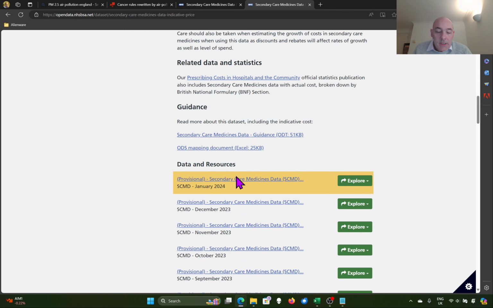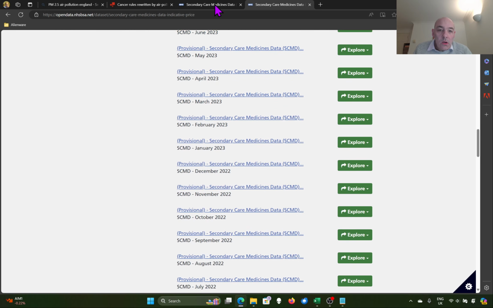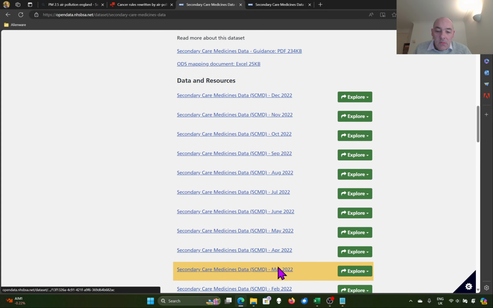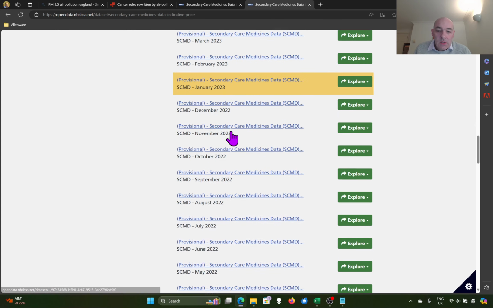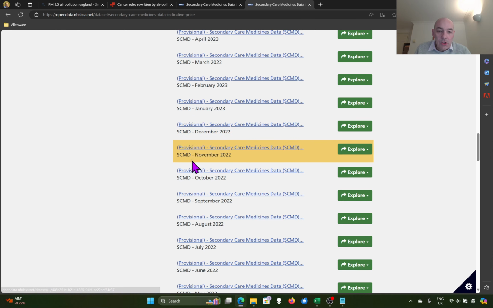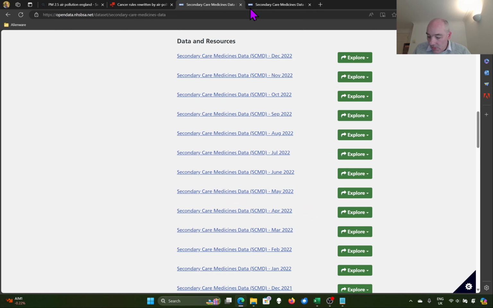I've not looked to see whether, for instance, the December 2022 data and earlier on this site is the same as the December 2022 and earlier data on the other. I presume because these are provisional, they are the same data, but I've not yet confirmed that.